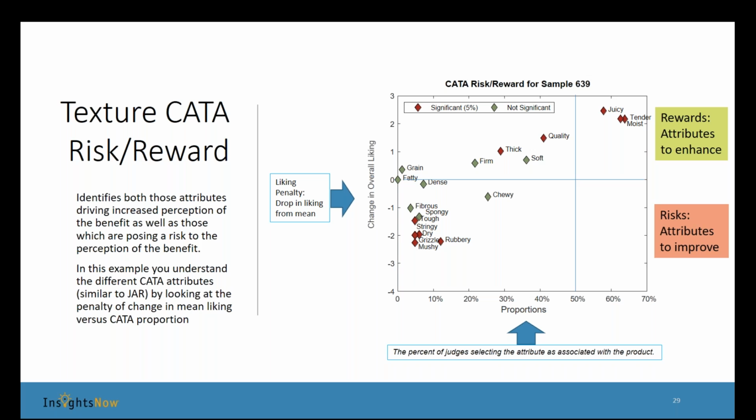And one of the things that jar scales will help you do is see where the most extreme penalties are when those products are really not that good yet. Whereas check all that apply, one of its great values when you're in that situation is that it will tell you where the rewards are. So yeah, the product's not very good, but here are some key attributes that if you can enhance will make it better, versus penalty, which just tells you which ones you need to take away or fix.